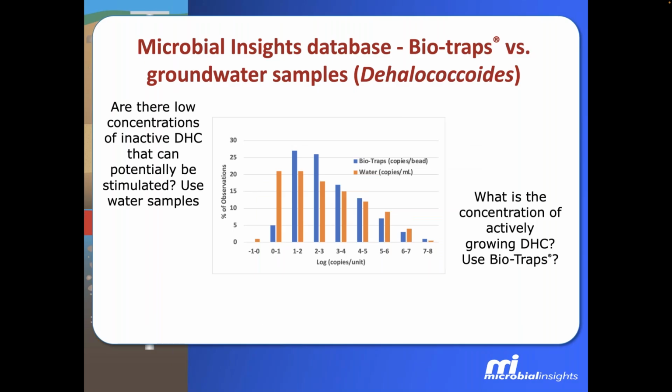So when it comes to an organism like the Dehalococcoides, if your question is, are there low concentrations of the Dehalococcoides that are currently inactive, but might be potentially stimulated, I would use a water sample to try to find that out. If your question, though, is what is the concentration of actively growing Dehalococcoides, say in a site that you're trying to stimulate, then I would use biotraps.